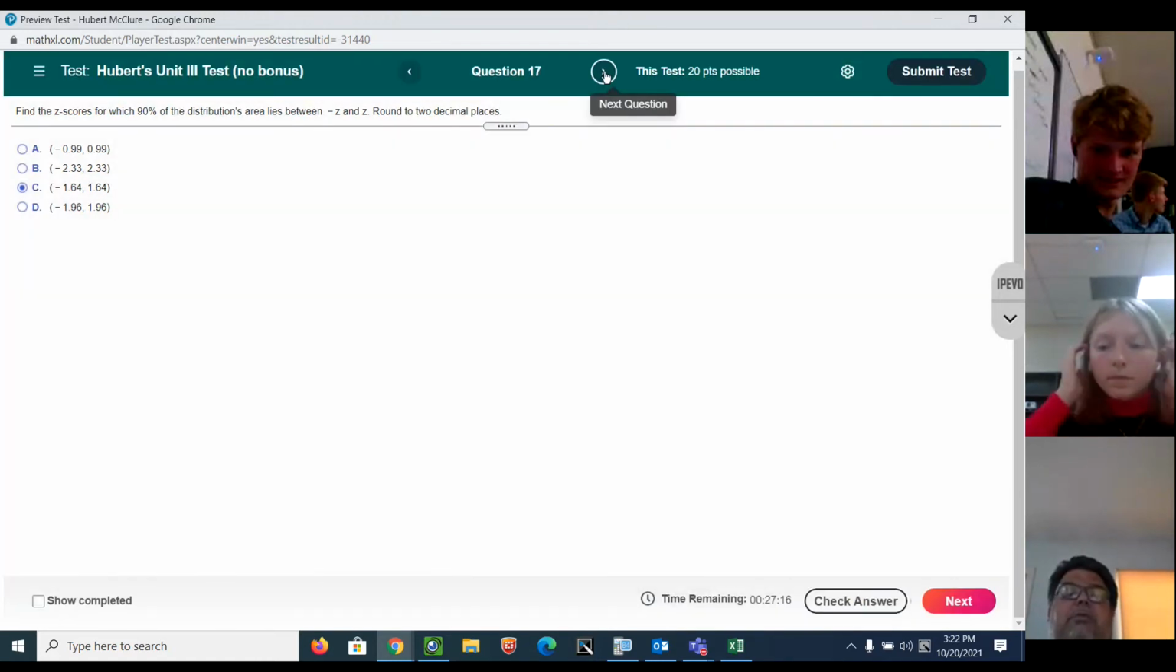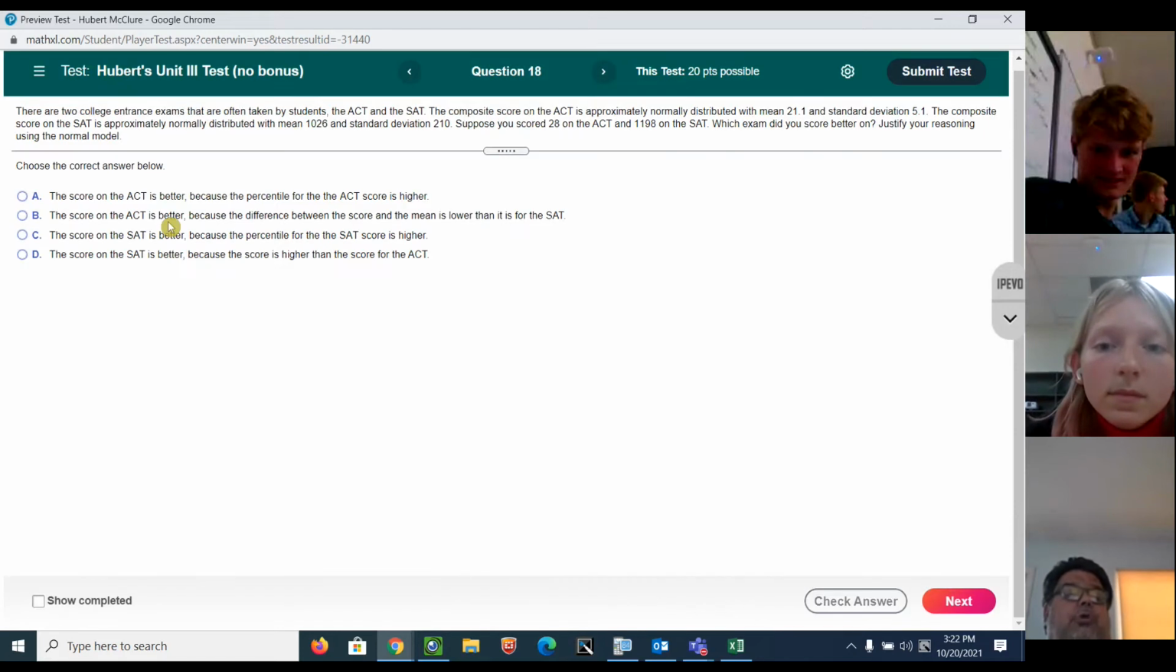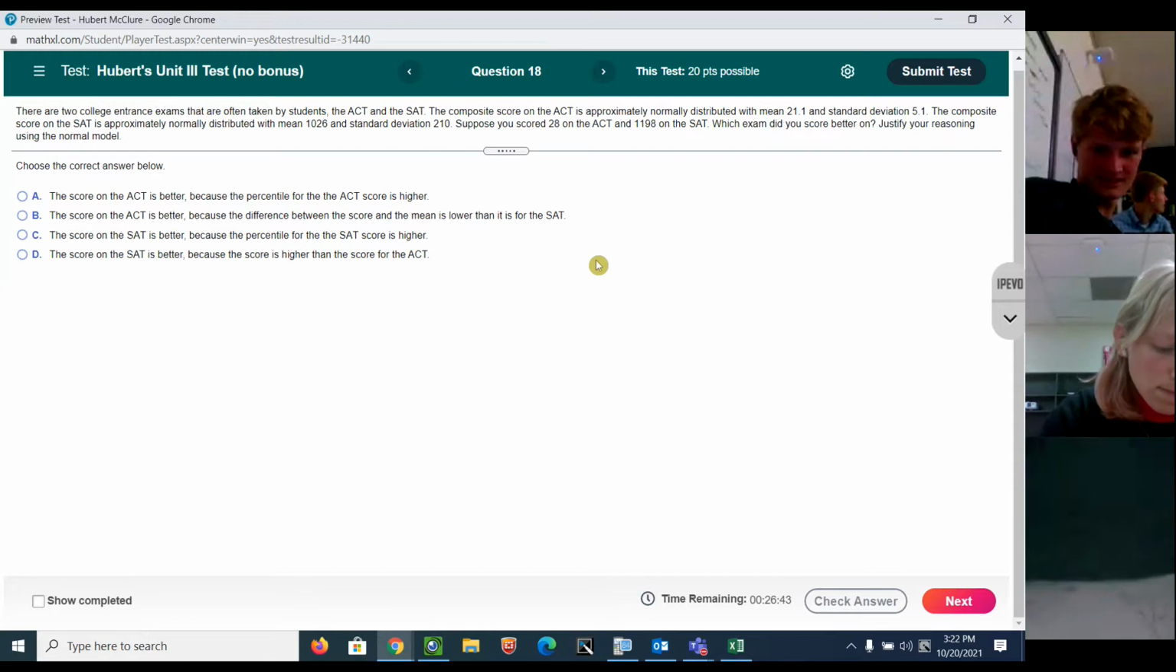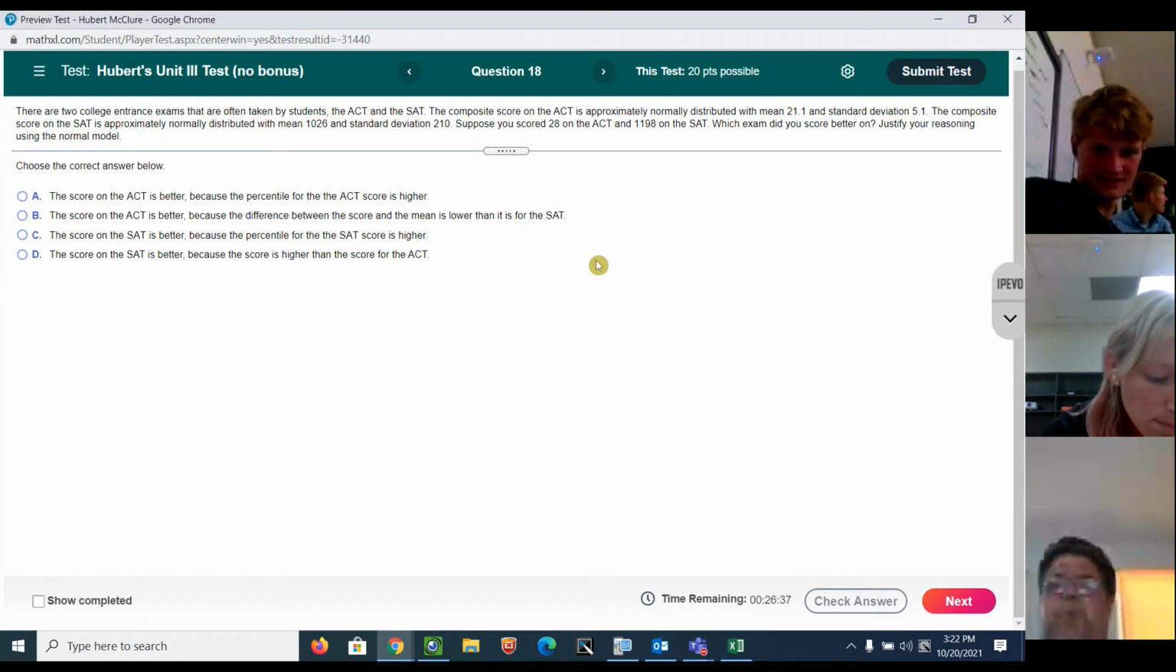So let's see. Next, 18. There are 2 college entrance exams often taken by students, the SAT and the ACT. The composite score on the ACT is approximately normally distributed. Now let me get 2 curves here. Where's my 2 curves? Okay, this will have to do. I have one with 2 curves. Let's see if I can find it. Nope, can't find them. All right, we'll have to do it on this one.